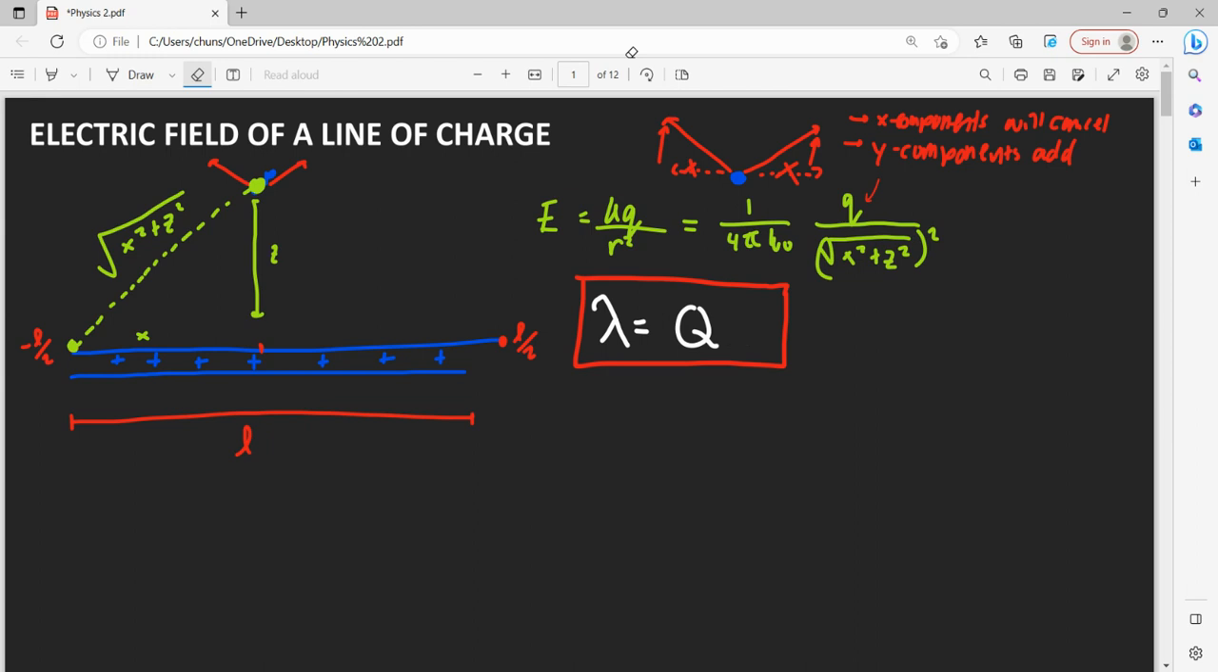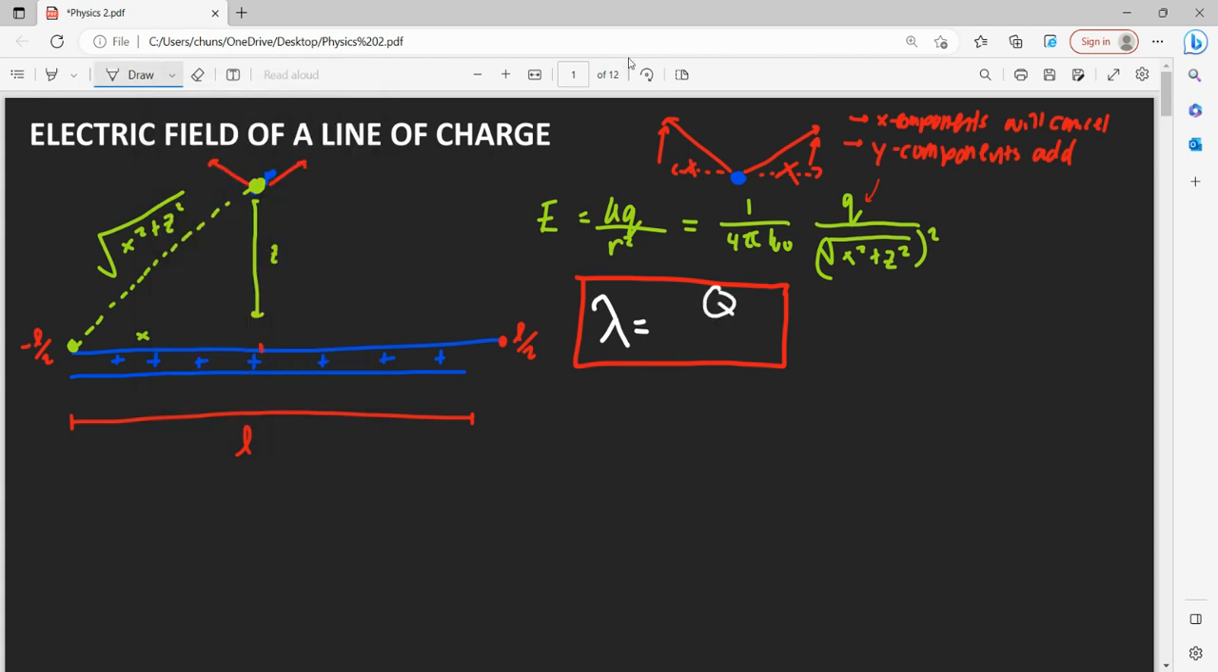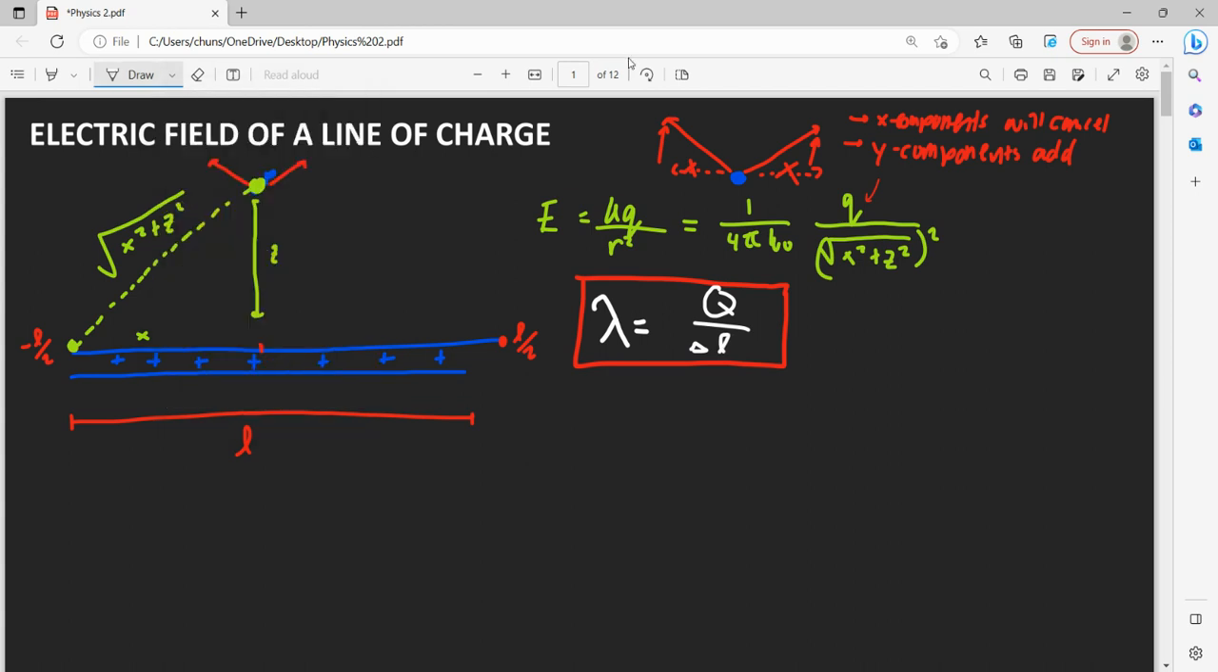just realized I wrote this equation wrong. Please excuse me. Sorry, this is going to be charge over our change in length. So now, when we rearrange, just to get Q, that's going to be Q equals lambda times change in L, which is going to be change in x for us. So now we can put this into our equation over here.